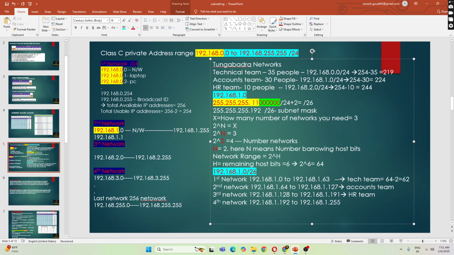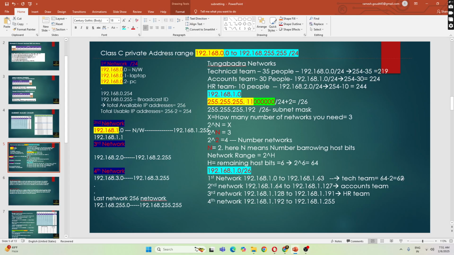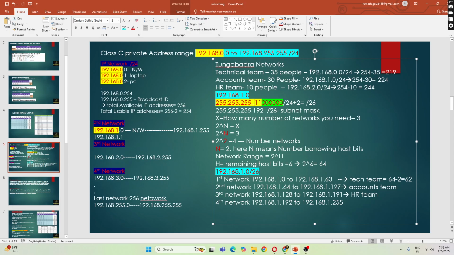What I'm saying is, I have assigned this first network to the technical team. In the technical team, I need only 35 IP addresses. But in the first network, I have 62 IP addresses. Still, I want to save some IP addresses here. If you want to save more IP addresses, you can divide into more networks. Till here we borrowed only 2 bits. Borrow one more bit. Then how many host bits are remaining here? 5, right? After borrowing one more bit.